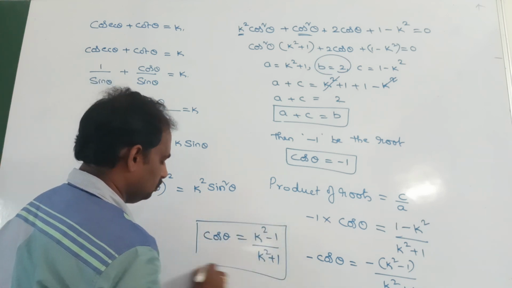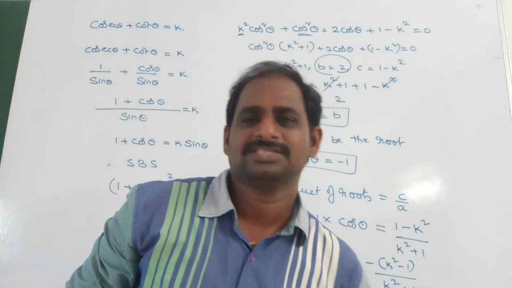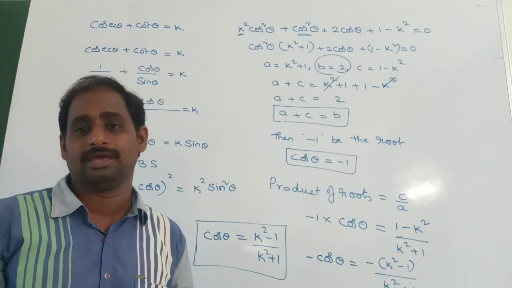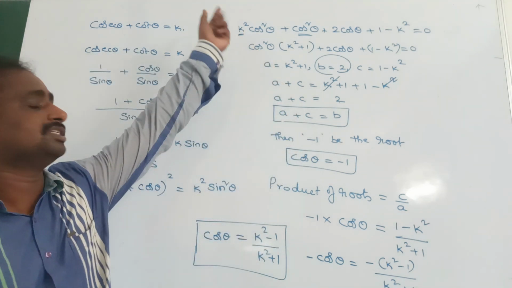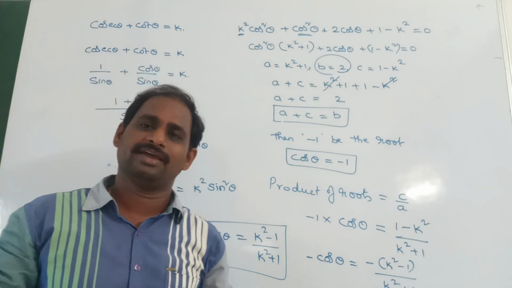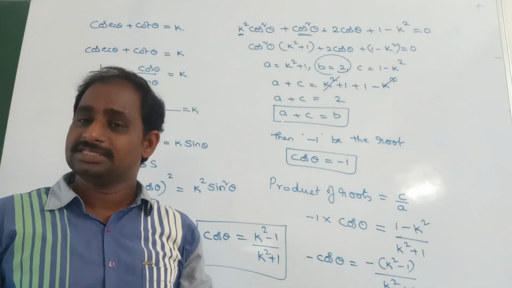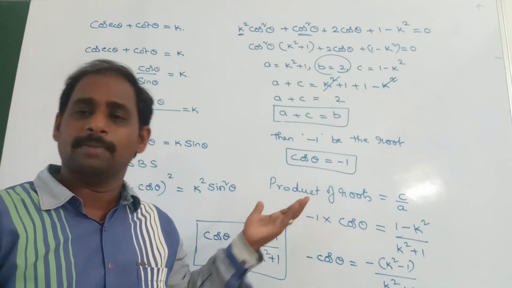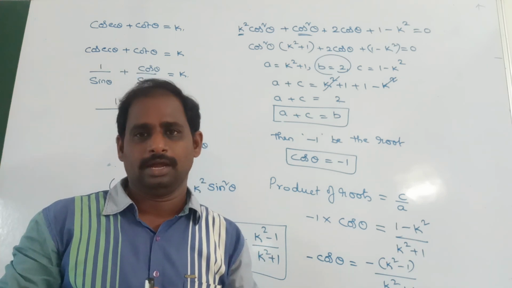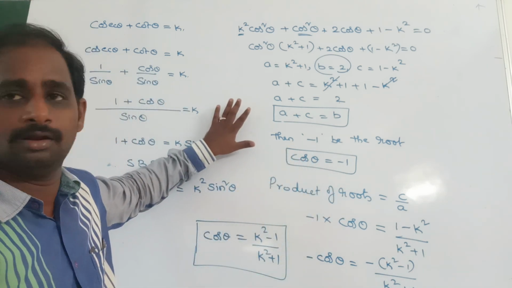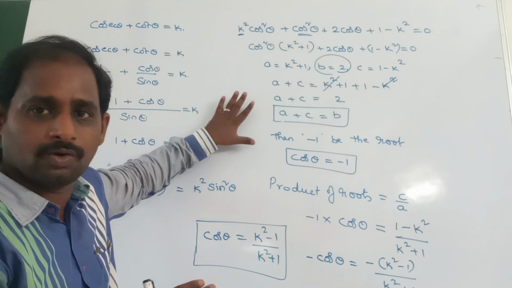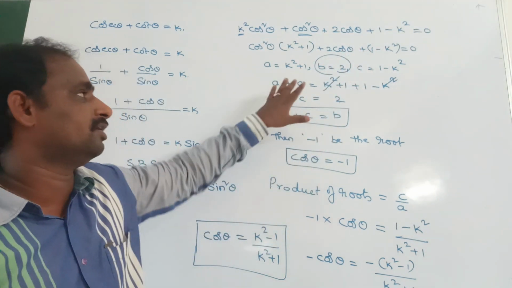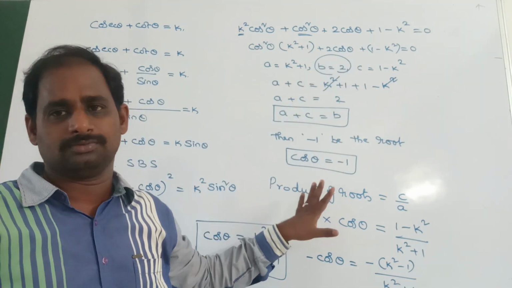Finally you will get cos theta is equal to (k square minus 1) by (k square plus 1). This is one of the best solutions for cosecant theta plus cot theta is equal to k, to show that cos theta is equal to (k square minus 1) by (k square plus 1). It is a good solution using the quadratic equation, and it is the simplest way to solve any quadratic equation in the form of ax square plus bx plus c is equal to 0.